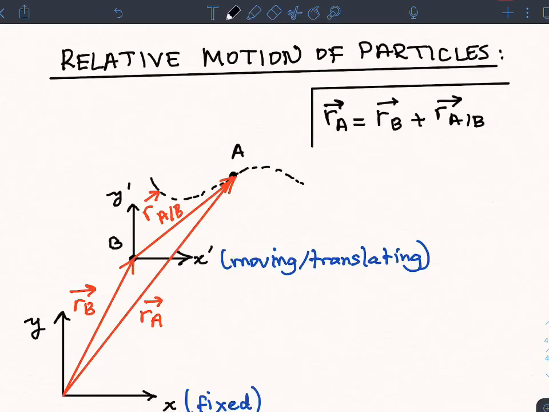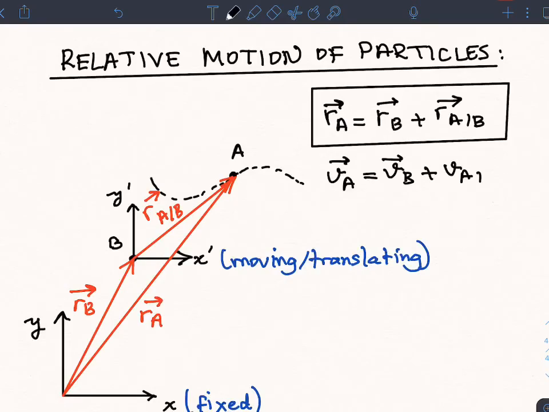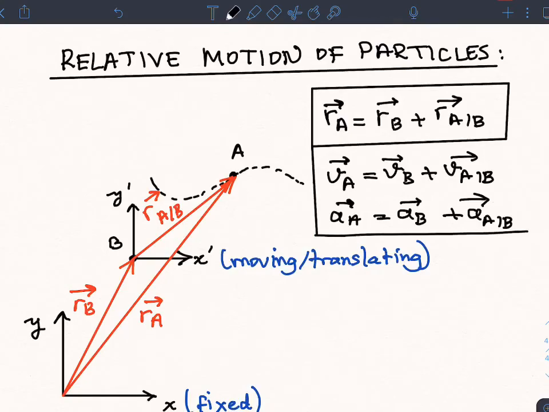So by taking derivative of this expression, we can write the same thing about velocities and accelerations. So we can simply say VA equals VB plus VA with respect to B, and AA equals AB plus AA with respect to B. So these are the kinematic relations for relative motion, which is very important.